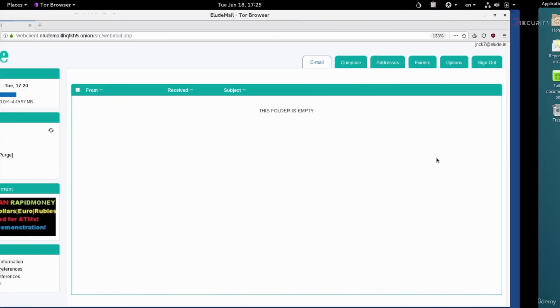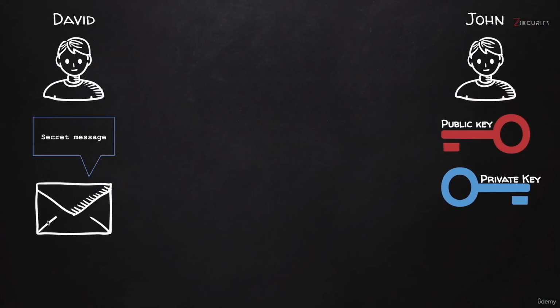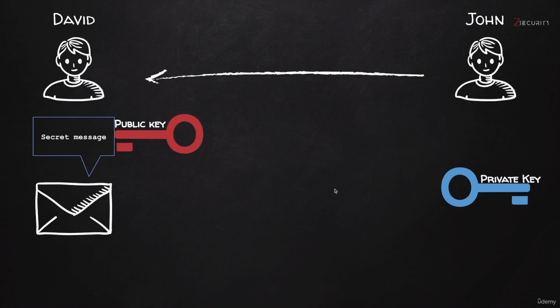And if we go back to our diagram, David is the person that wants to send an encrypted message to John. So what John did is he created a key pair. He sent David the key pair. So we have the key right here. What we need to do right now is download the key. And in the next lecture, I'll show you how we use it to encrypt the message.